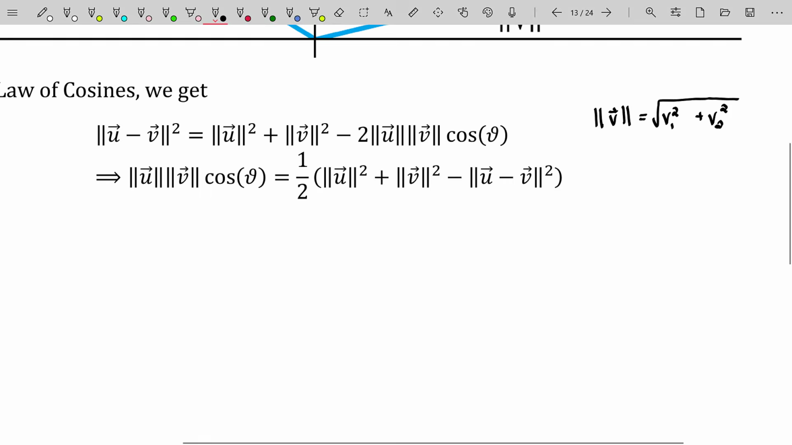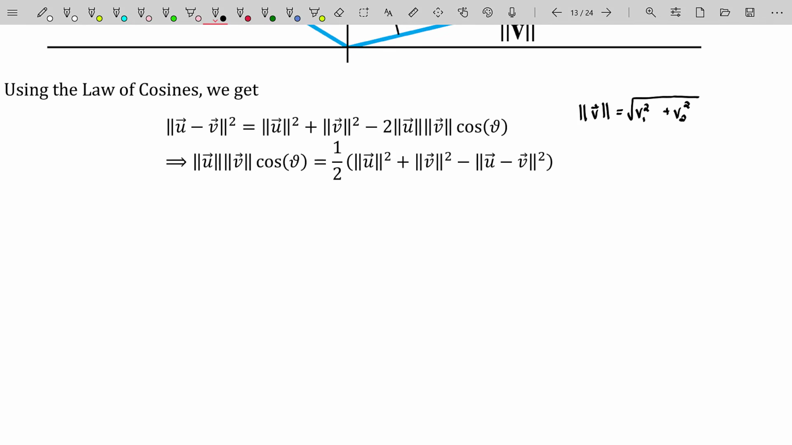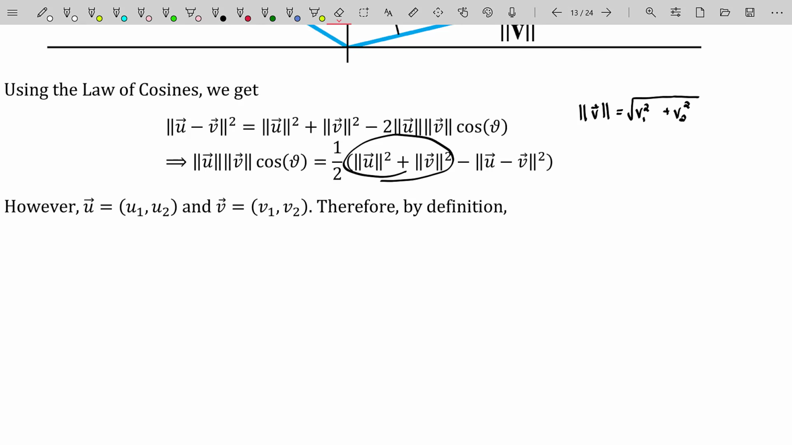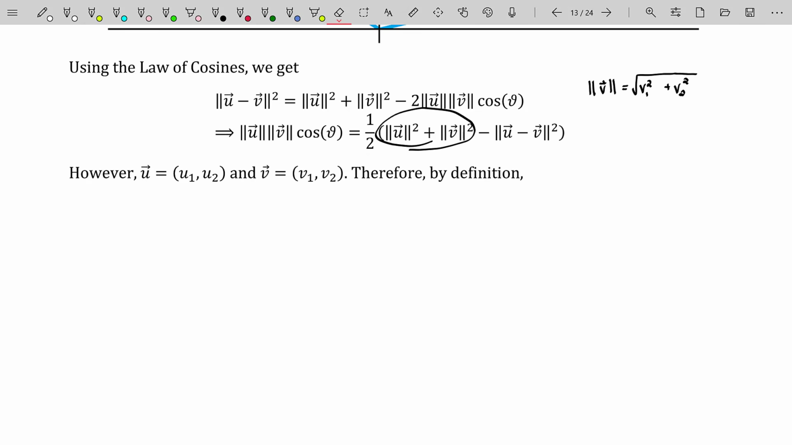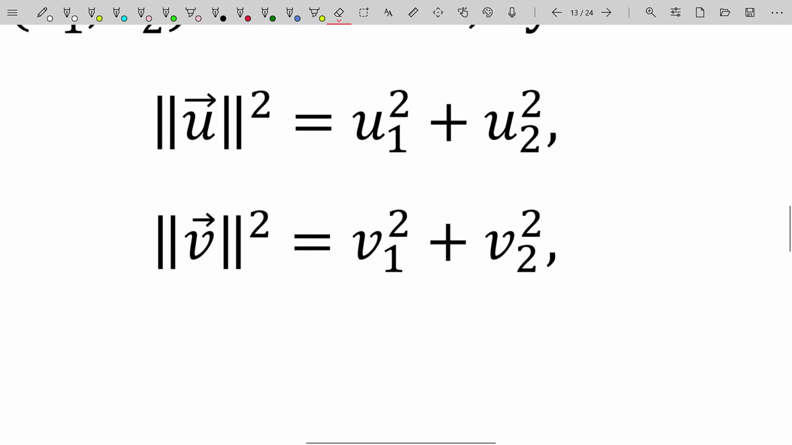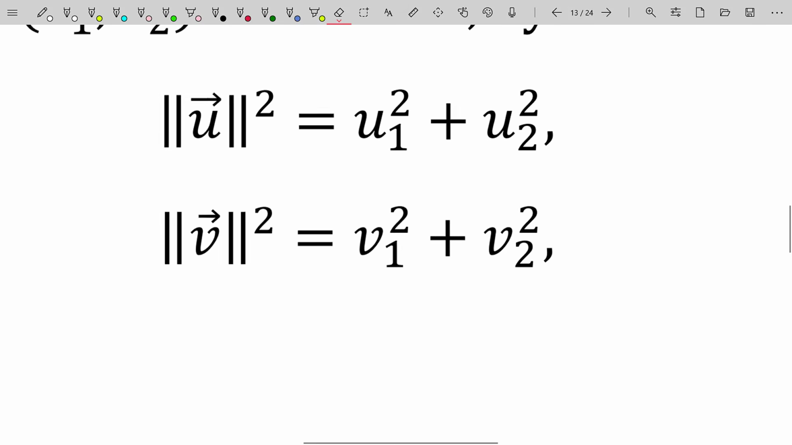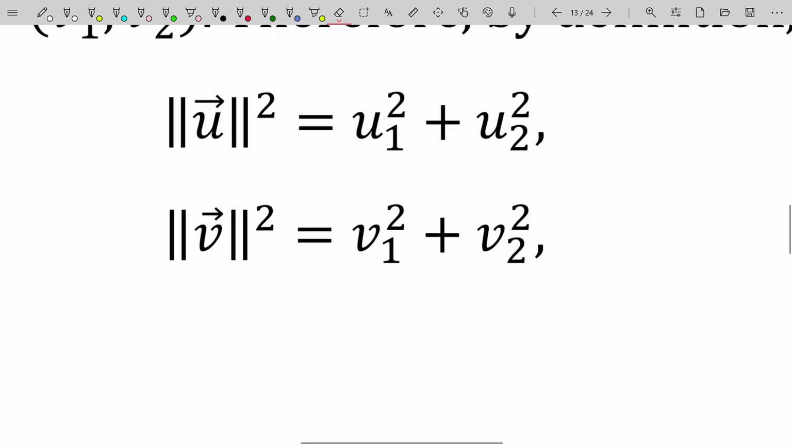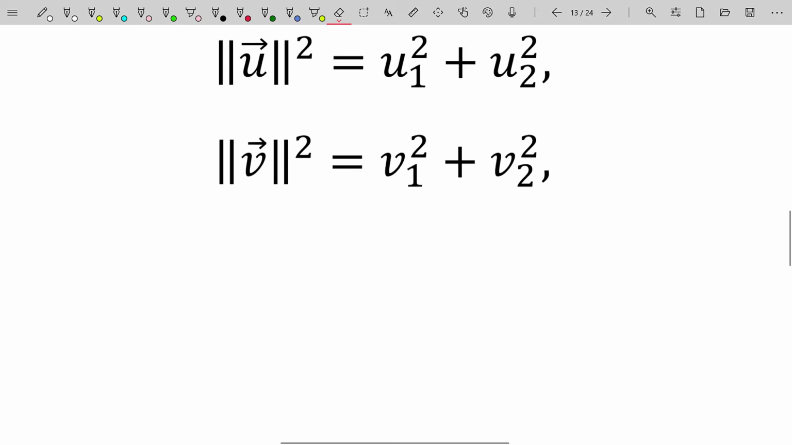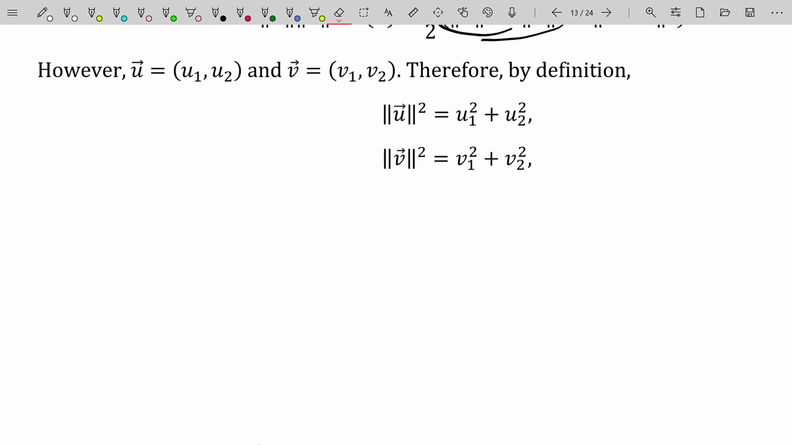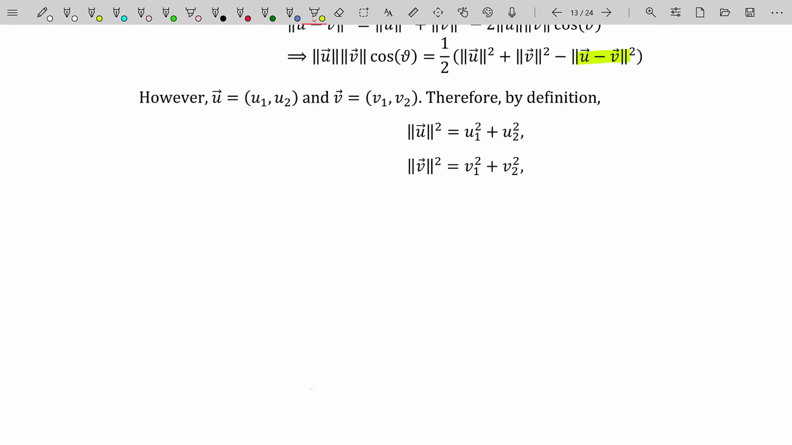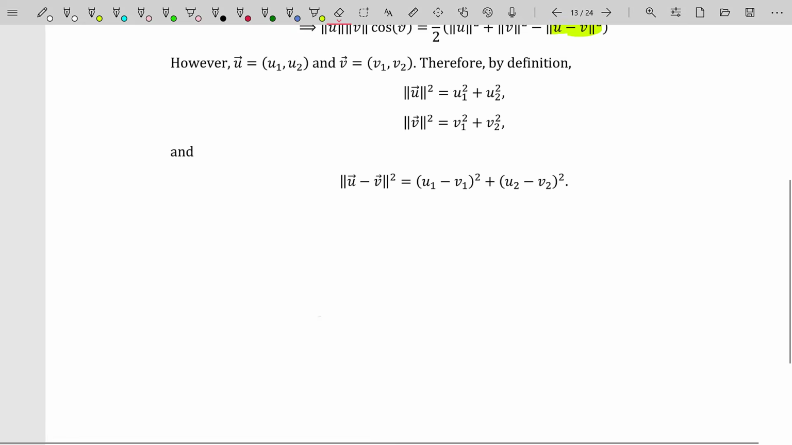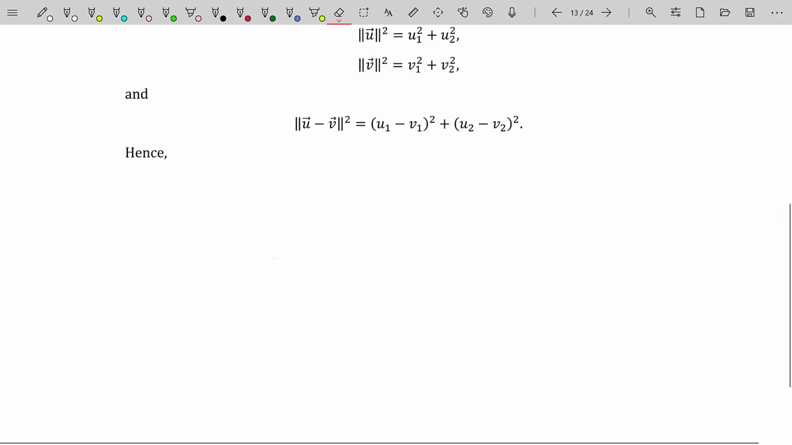And so you could see from what we have in this equation right here, that if we allow u to equal u1 and u2 and v to equal v1 and v2, then we get these relations right here, that the magnitude of u being squared is just the first component or entry of u squared plus the second entry of u squared, and likewise the same is true for the magnitude of v being squared. And we can also do the same thing for the magnitude of u minus v being squared. Now, obviously that's a little bit messier, but we could square that out and clean it up. If we do that, we get the following.